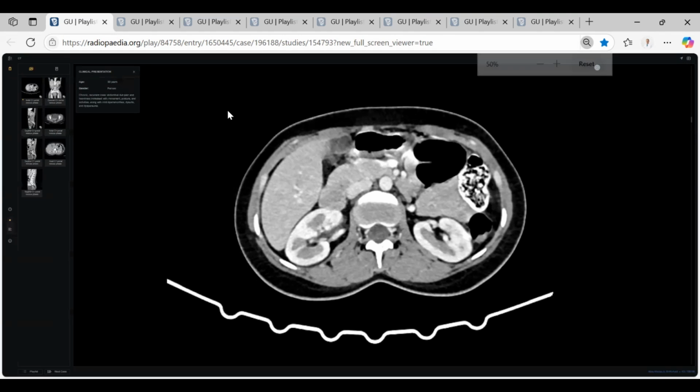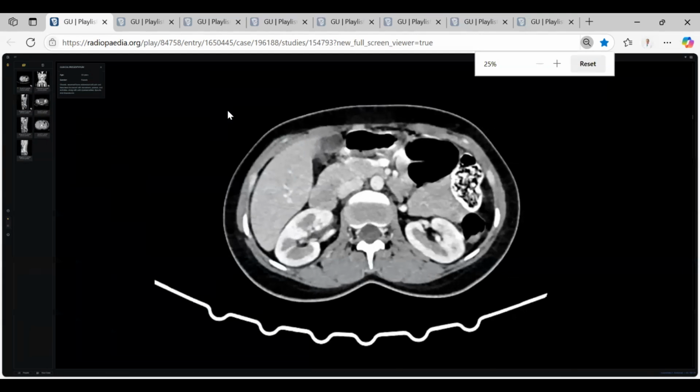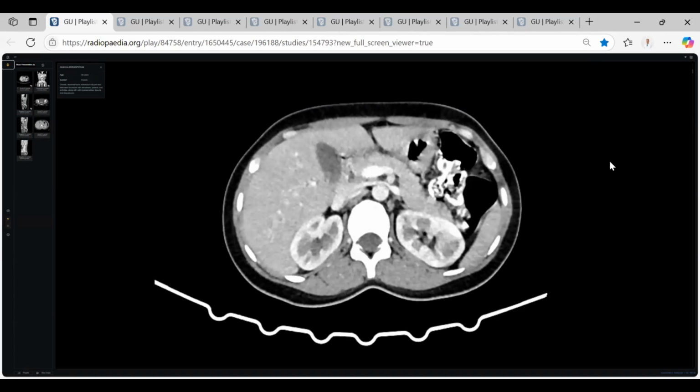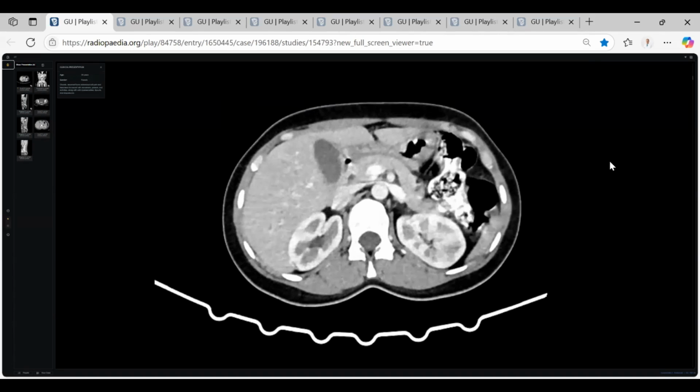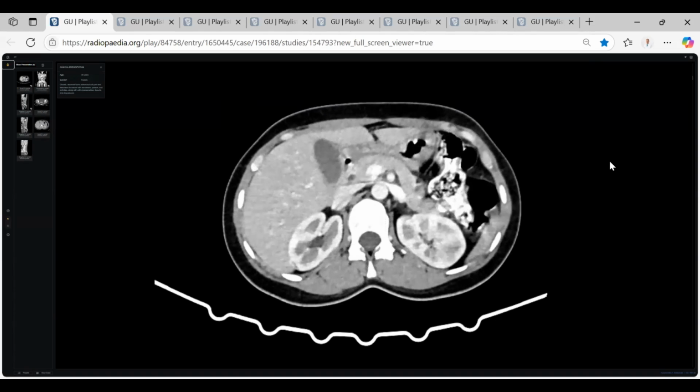Next candidate. Hi. 30-year-old female patient with chronic lower abdominal dull pain. Requesting control. Yes, sir, I'm requesting control. One second, I will start from the beginning. Okay, this is a contrast-enhanced axial CT abdomen with oral contrast in a 30-year-old female.